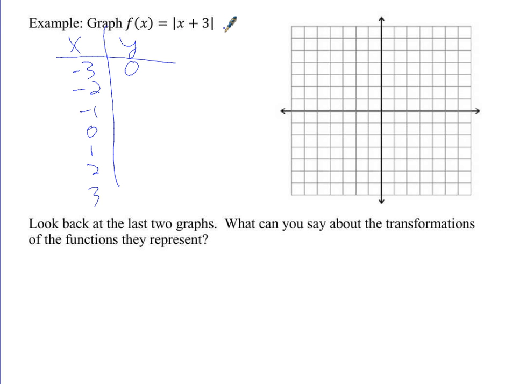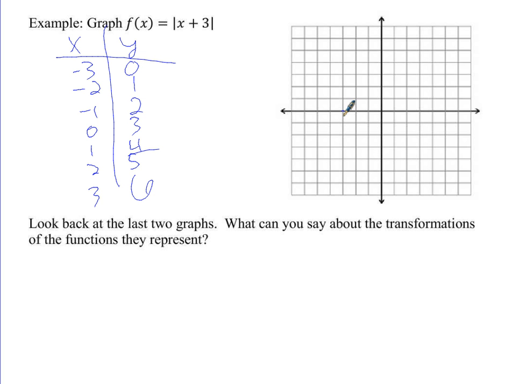1, and the absolute value of that is 1. -1 plugged in gives me 2. 0 gives me 3. 1 gives me 4. 2 gives me 5. 3 gives me 6. So I can plot those points, but I can see from my y values that I never found my V. I didn't turn around and start getting the same values again.